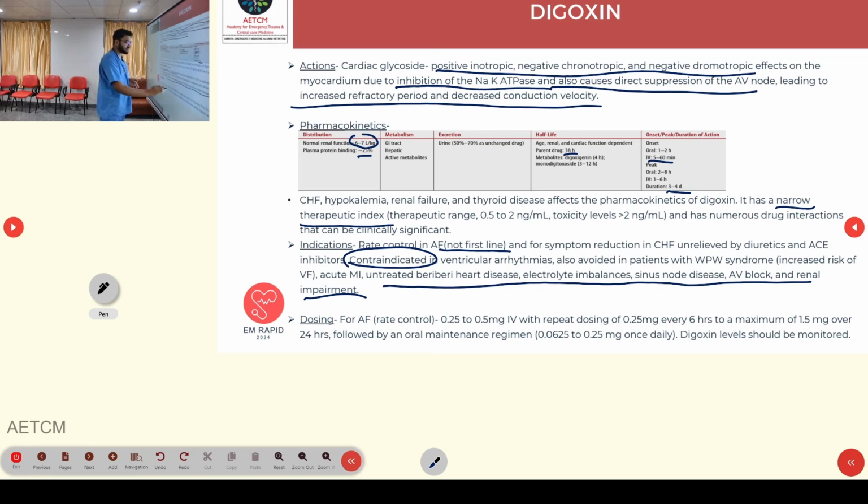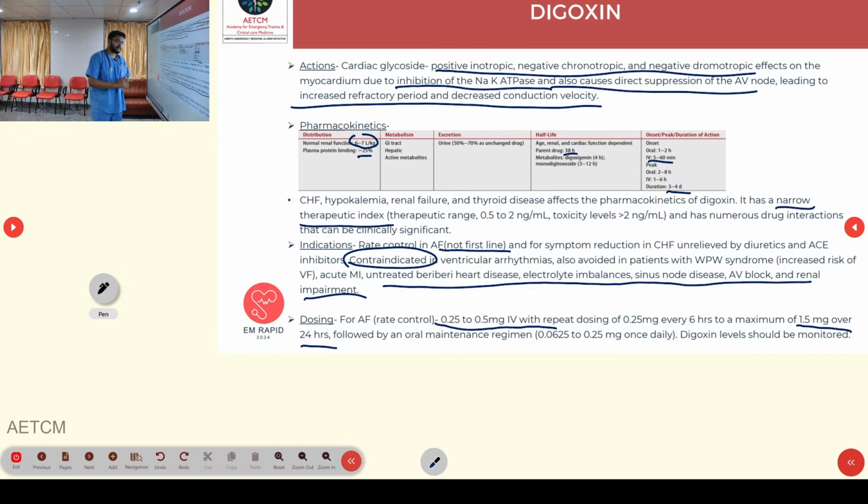And further, its dosing for AF is usually 0.25 to 0.5 mg IV with repeat dosing of around 0.25 mg every 6 hours up to a maximum dose of 1.5 mg over 24 hours. This is followed by an oral maintenance regimen, which is 0.0625 to 0.25 mg OD. Digoxin level should also be monitored in such cases.